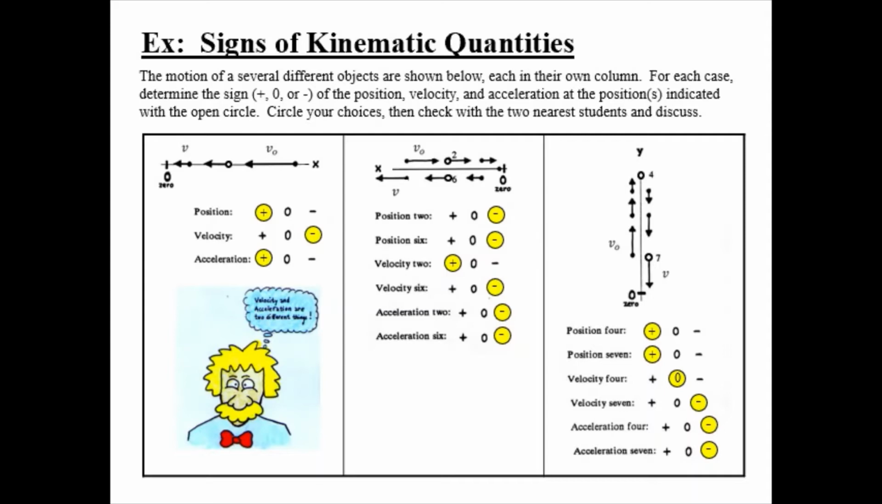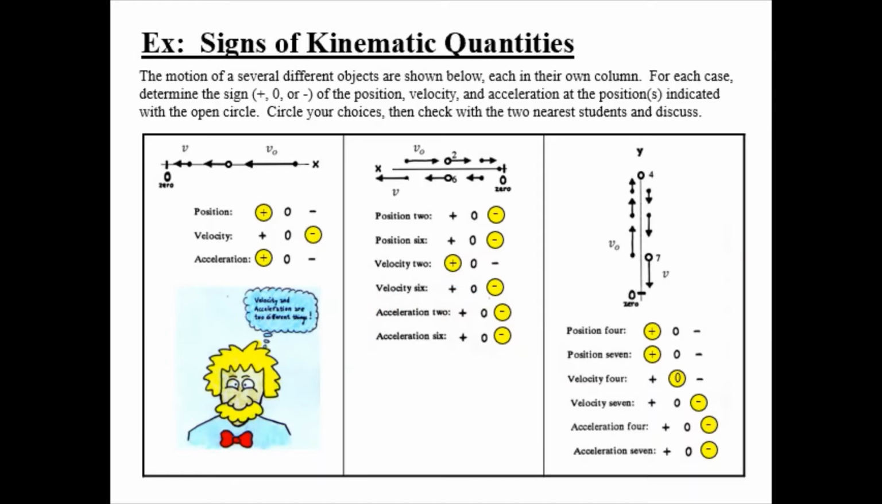The velocity, keep in mind that the velocity sign is related to the direction that the velocity arrow is pointing. At position 2, it's pointing to the right. That's the positive direction. At position 6, the velocity arrow is pointing to the left. That's the negative direction. So we get the sign of the velocity simply from what direction the object's moving. Again, to get the accelerations, this is where we have to consider the motion and relate it back to the velocity.